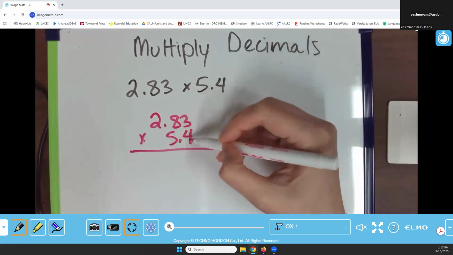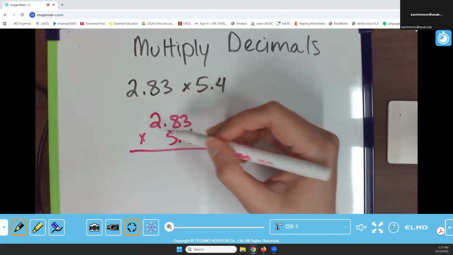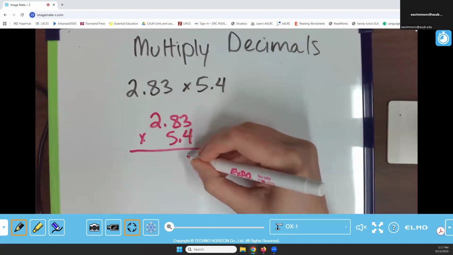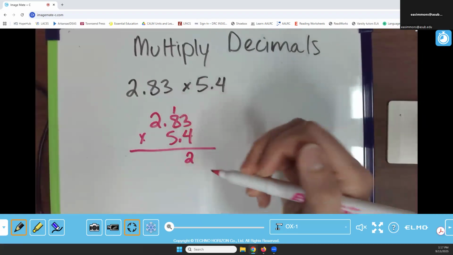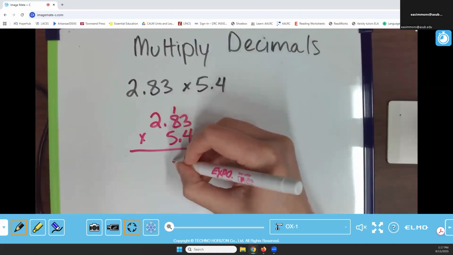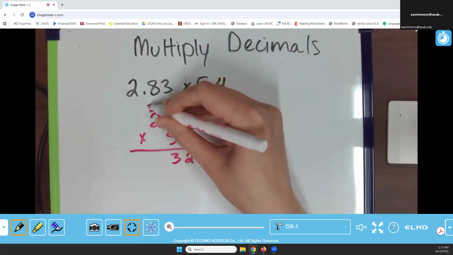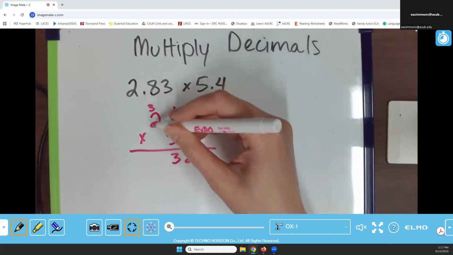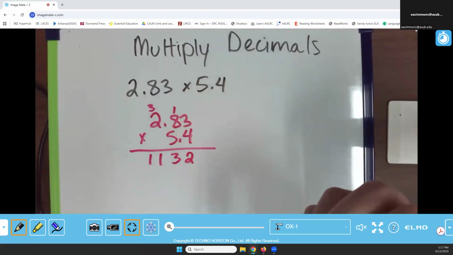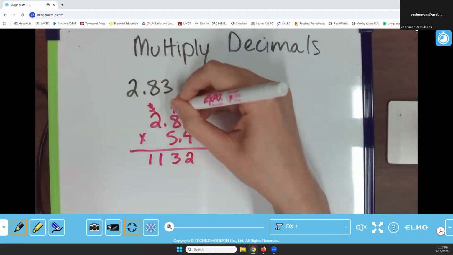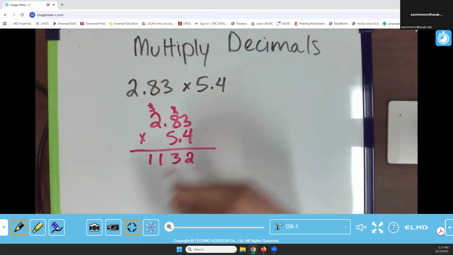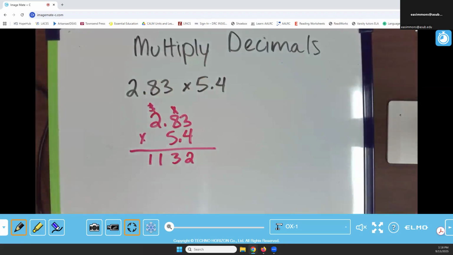So I'll start by multiplying 4 by everything on top, and then I'll do the same thing with the 5. So 4 times 3 is 12. We carry our 1. 4 times 8 is 32, plus 1 makes it 33. 4 times 2 is 8, plus 3 makes 11. Now I'm done with my 4, and I'm done with these that I carried, so I'm marking them out. And I'm going to put a placeholder 0 down because I'm done with my 4.